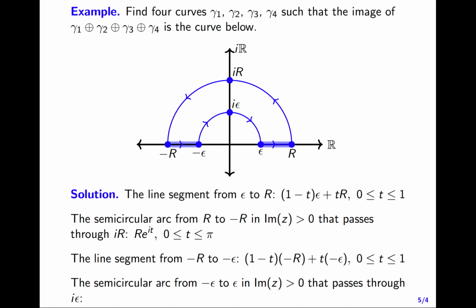And last, I need to do the semicircular arc from minus epsilon to epsilon. And here it looks like the reverse of the usual counterclockwise orientation, right? Because I'm starting at minus epsilon and going over to positive epsilon. So the right parameterization here is epsilon times e to the i(pi minus t) for t between 0 and pi. How would I get that? Well, the more familiar curve would be epsilon times e to the it that would go from 0 to pi. That would start at epsilon, pass through i epsilon, and go to minus epsilon. This familiar curve is the reverse of the one I have, so I just use the formula for my reverse curve here to get epsilon times e to the i(pi minus t).